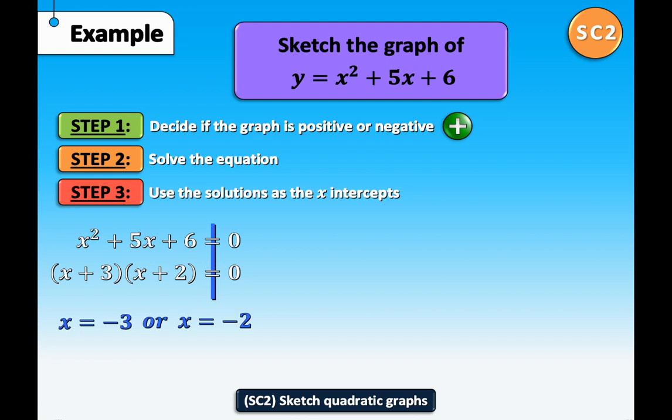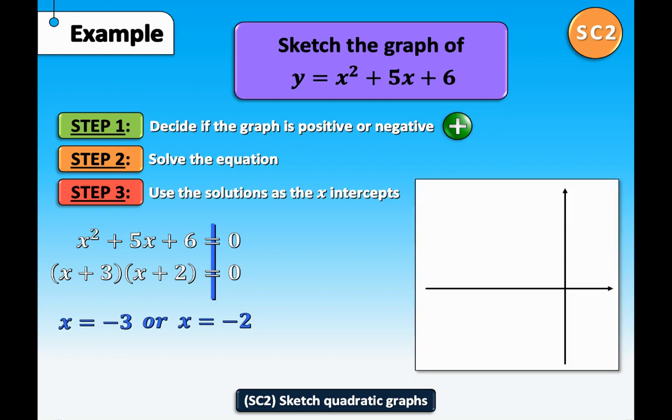These solutions are where the graph crosses the x-axis. Because it's a positive, that means it's going to be a U-shape, and it's going to cross the x-axis at minus 3 and minus 2. So it's going to look something like that.